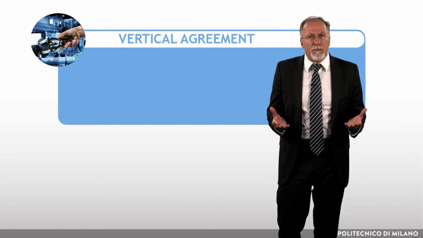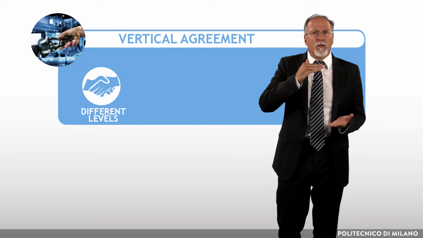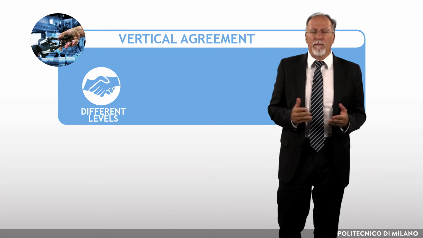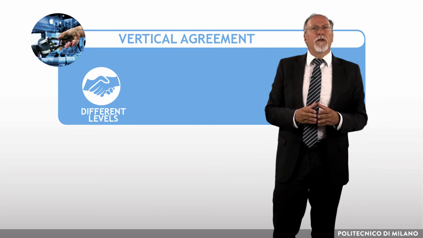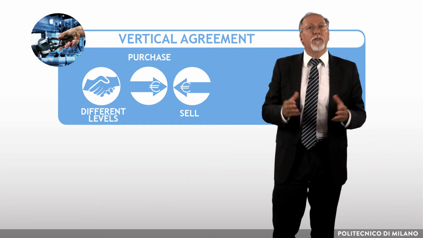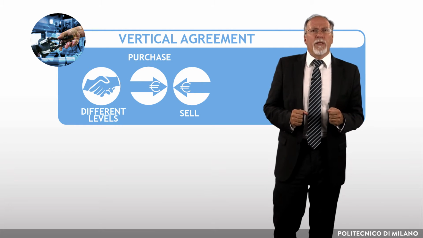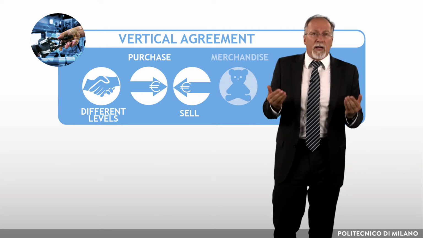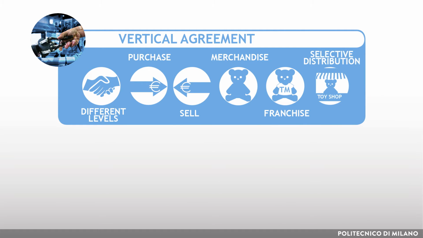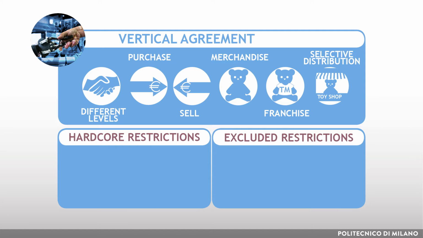That means agreements between two or more parties, each one operating at a different level of the production or distribution chain. The regulation relates to the conditions under which the parties may purchase, sell or resell certain goods or services. In particular, such issues are typically involved in trademark agreements like merchandising, franchising, and selective distribution agreements. Like before, two kinds of prohibited contractual clauses exist: hardcore and excluded restrictions.